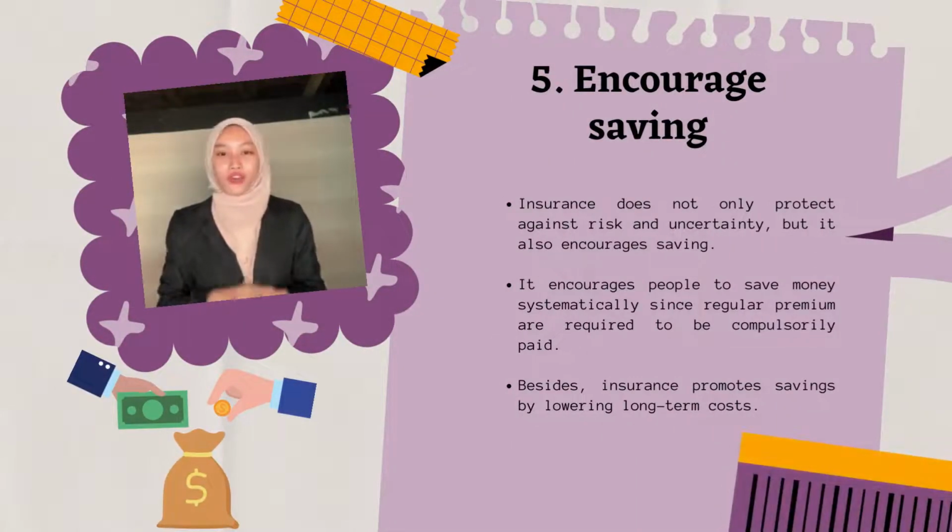Moreover, the function of insurance is to encourage saving. Insurance does not only protect against risk and uncertainty, but it also encourages saving. Insurance is a compulsory way of saving that prevents the insured from spending excessive fees. For instance, life insurance. Due to the regular payment of premiums, life insurance increases people's savings and provides an investment opportunity. Insurance encourages people to save money systematically since regular premiums are required to be compulsorily paid.